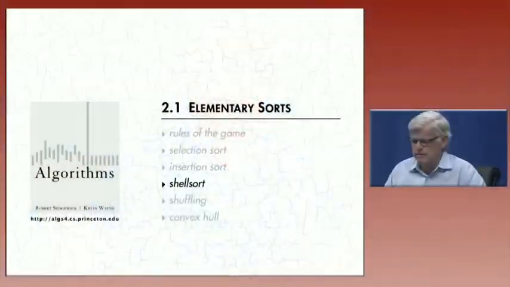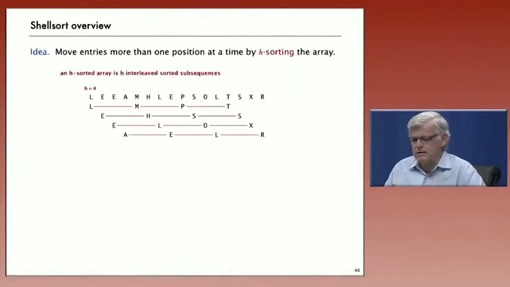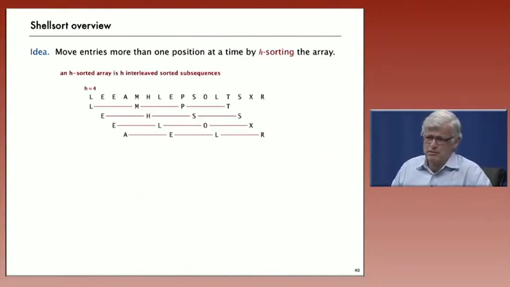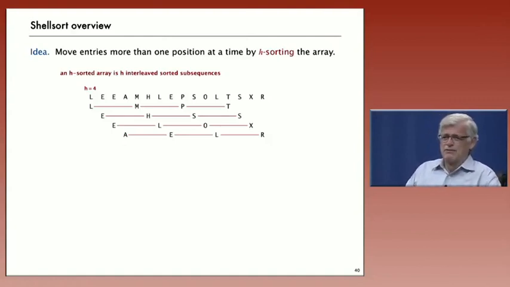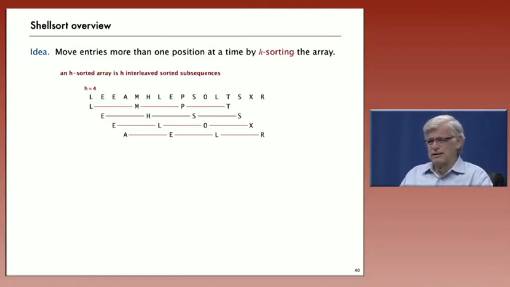Now we'll look at Shellsort, which is a bit elementary on the face of it, but it's not at all elementary, as you'll see. The idea of Shellsort is that insertion sort is inefficient because elements really move only one position at a time, even when we kind of know that they have a long way to go. So the idea behind Shellsort is that we'll move entries several positions at a time, and the way we're going to do it is called H-sorting the array.